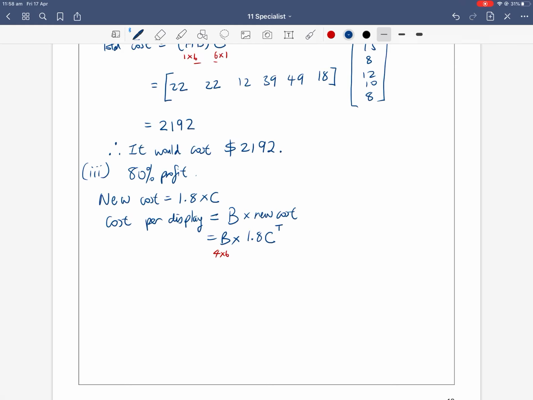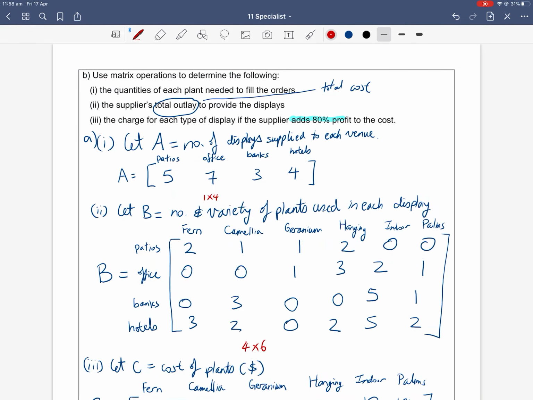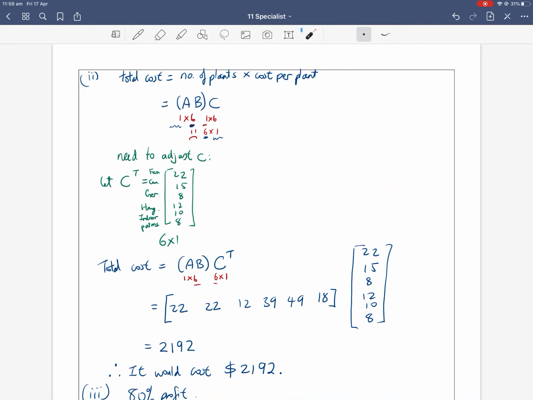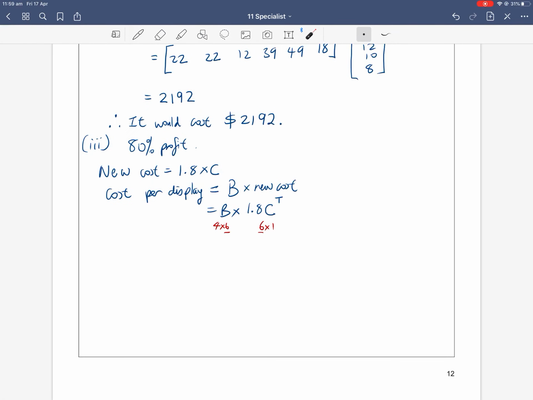Well, we could easily fix that by turning C into C transposed, and so we end up getting a 6 by 1. And then, yes, the inner dimensions match up. So technically my expected answer is a 4 by 1 answer. Does it make sense to have a 4 by 1 answer? The question is asking us to find the charge, how much it costs for each display, and we do have a total of 4 displays. So it does make sense to expect a 4 by 1 answer, because that means there are 4 entries and every entry has 1 number, so that would be the cost for each of the 4 venues.